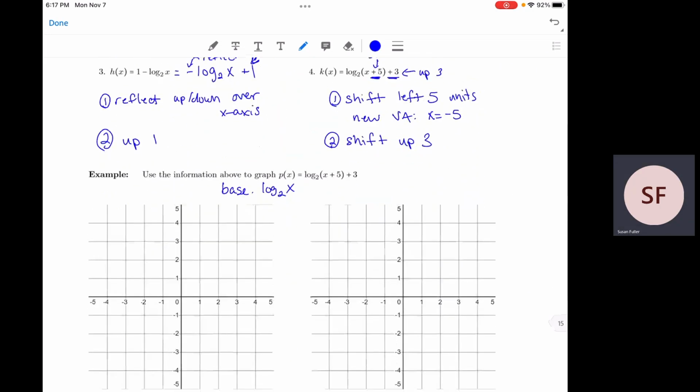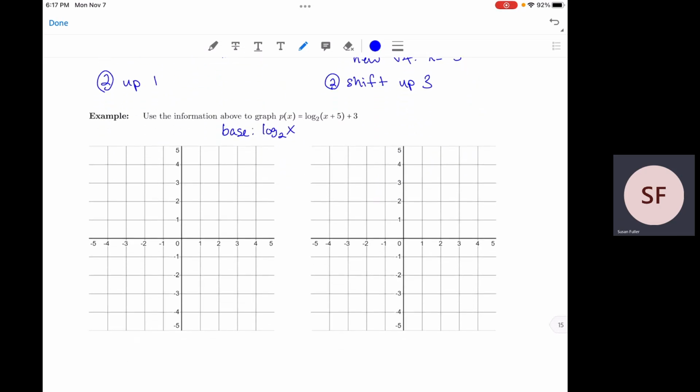If you didn't already have those points, then you would just pick some x values here. So if I pick x equals 2, then my y value is going to be log base 2 of 2. That says 2 to what power gives me 2? And the answer is the first power. So the answer will be 1 there. So 2, 1 is a point on my graph.